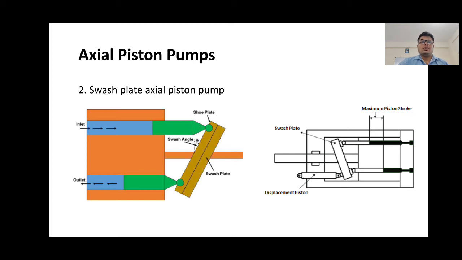and it is also known as the swash angle. In the swash plate axial pump, a series of pistons are aligned coaxially with a shaft through a swash plate to pump fluid. The schematic diagram you can see here. One displacement piston is added to adjust the swash angle, that you can find out in the black colored schematic diagram. And due to that, the piston stroke can be adjusted, and the figure is also showing the maximum piston stroke.